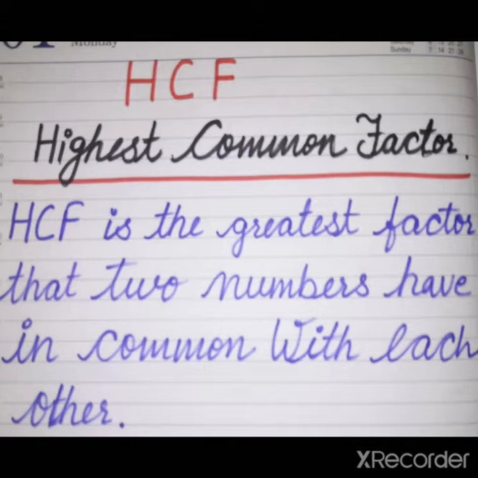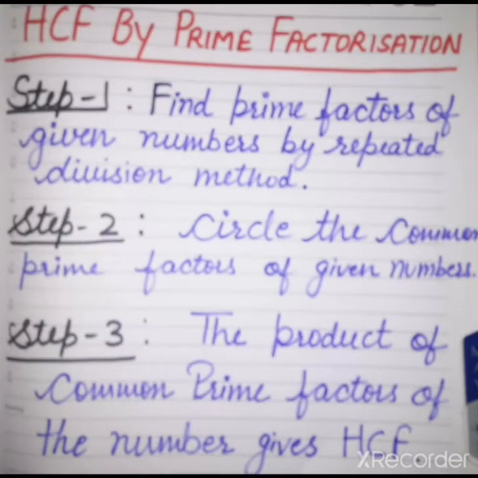So students, to find out the HCF by prime factorization, we need to follow three steps. Let's have a look at these three steps. In the first step, we have to find prime factors of given numbers by repeated division method. In step 2, we have to circle the common prime factors of given numbers. And in step 3, we have to find out the product of common prime factors of the numbers, that will give HCF. Students, let's take an example.